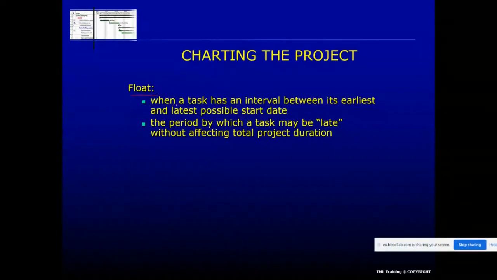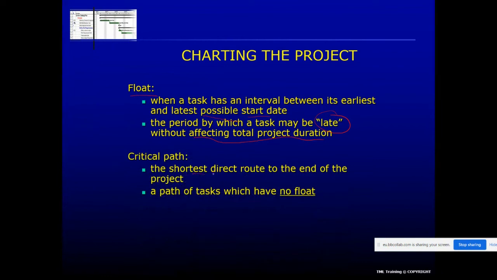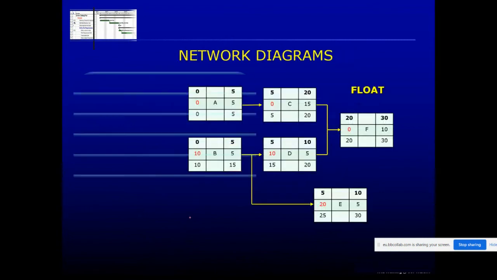So the float, as we've said, is when a task has an interval between its earliest and latest possible start date. It's the period by which a task can be late, in inverted commas, without affecting the total project duration. And the critical path is the shortest direct route to the end of the project. It's the path of tasks which have no float.